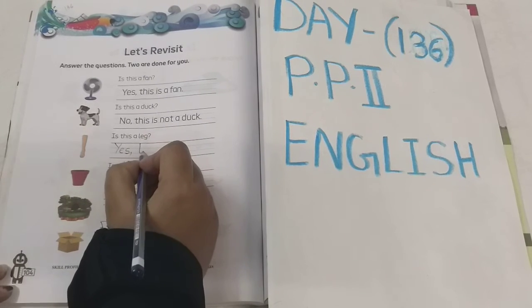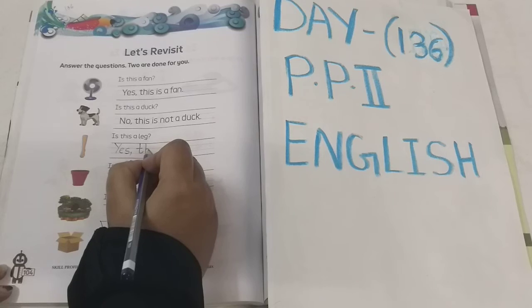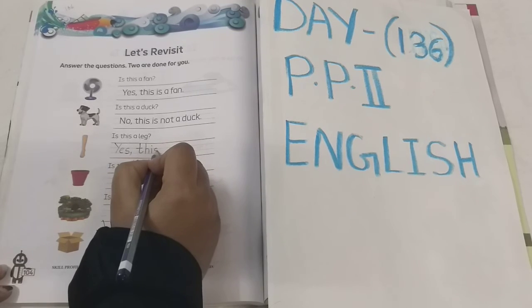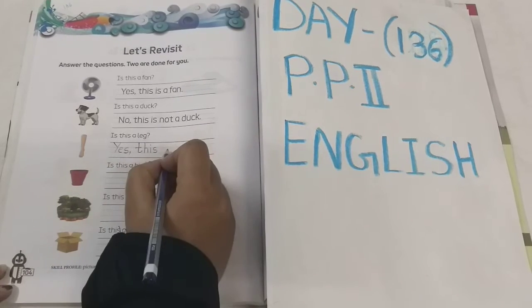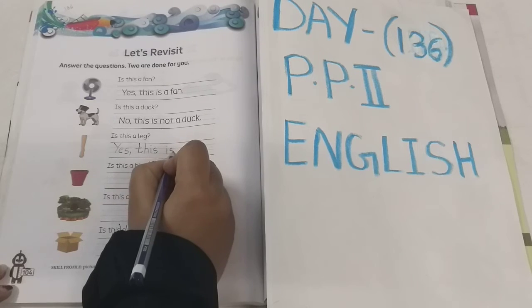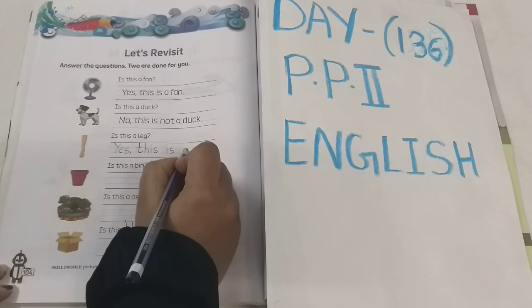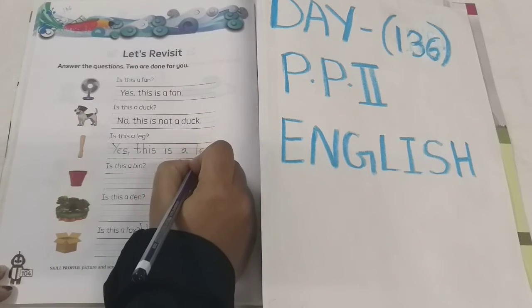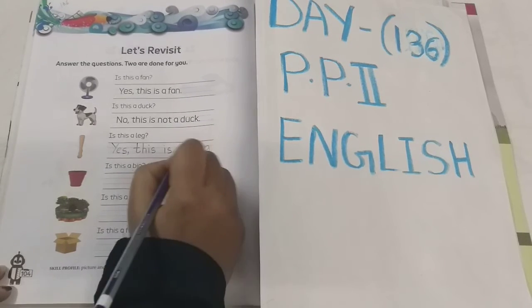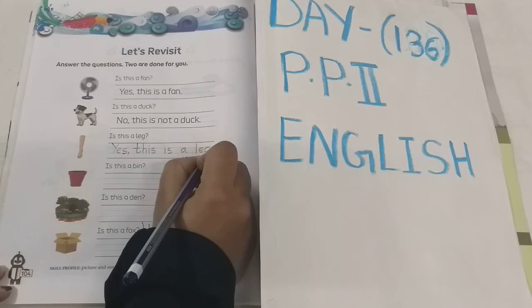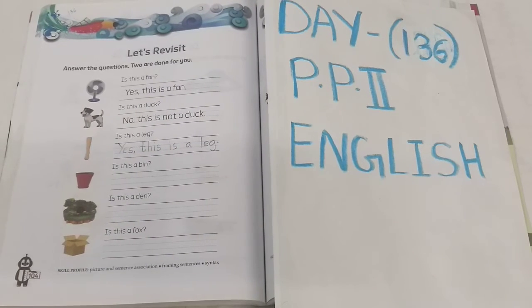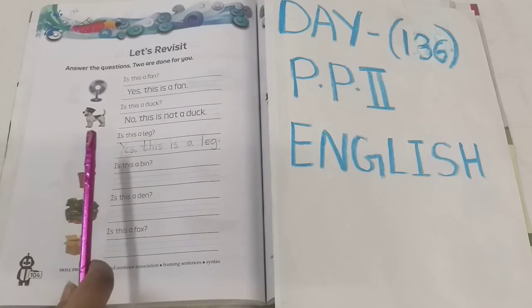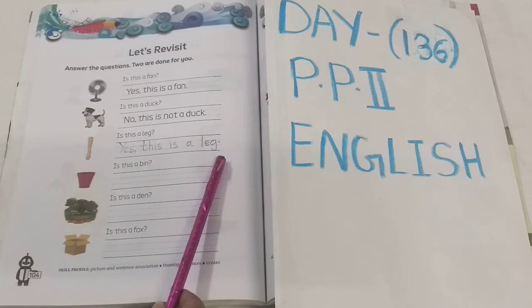Yes, this is a leg. Then after completing the sentence, put a full stop here. Okay? Is this a leg? Yes, this is a leg.